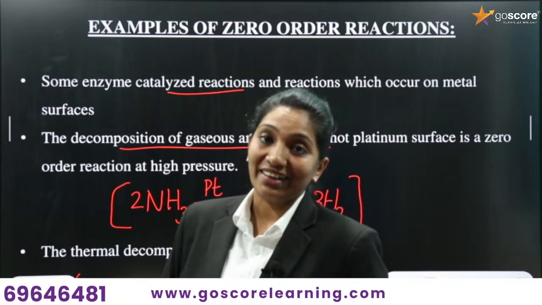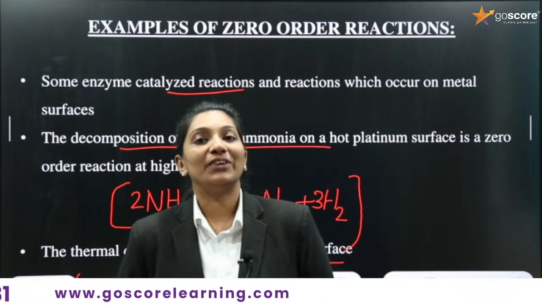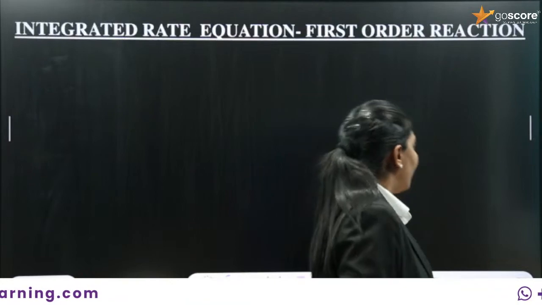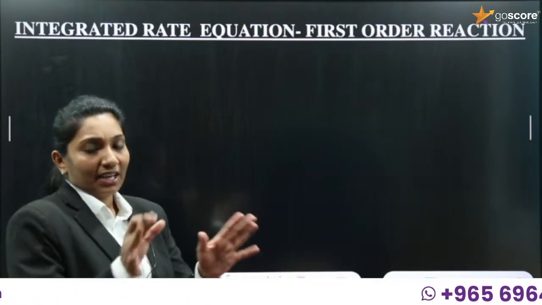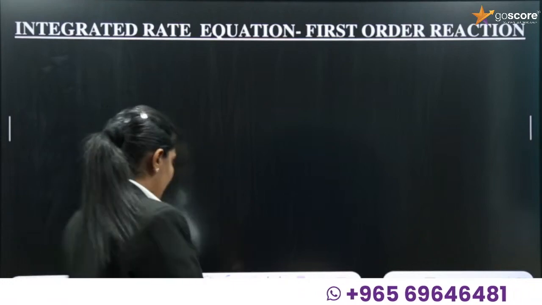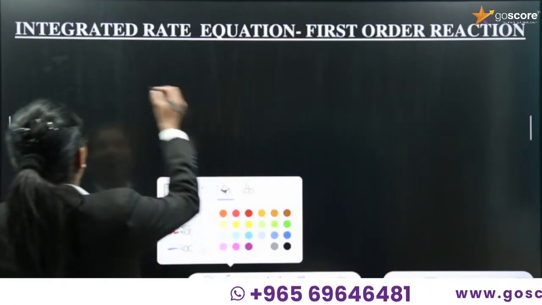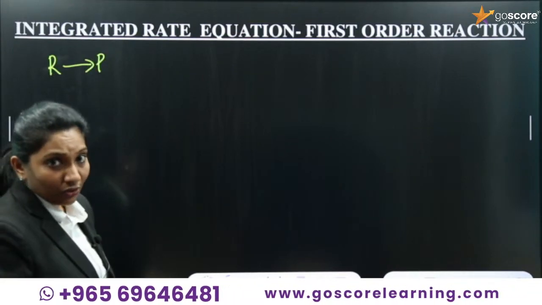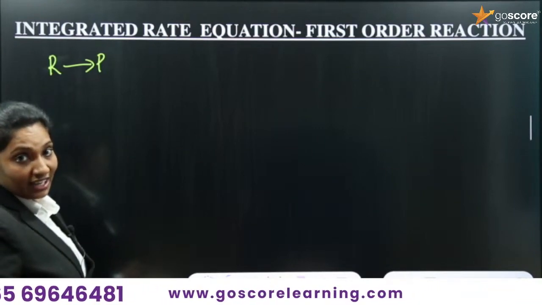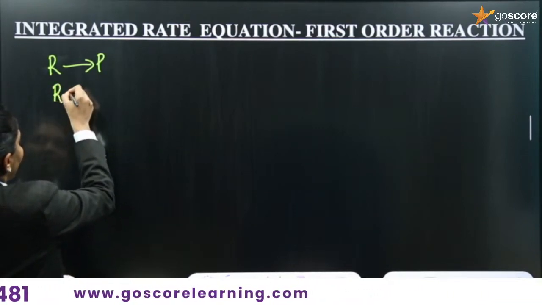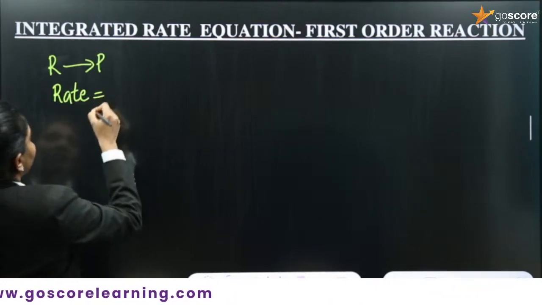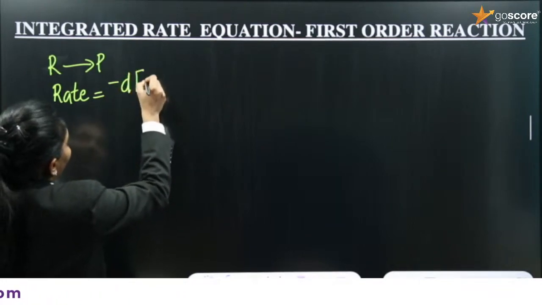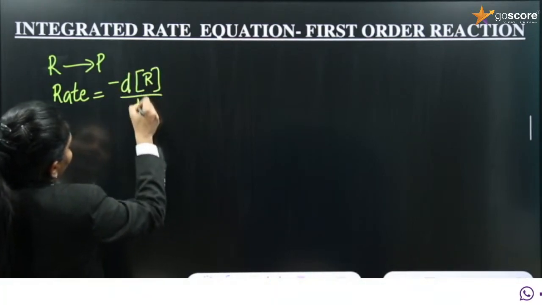Now we are moving on to the integrated rate equation for first order kinetics or first order reactions. For the first order reaction, it is almost the same as whatever we did in the zero order reaction. Same as before, we are taking the reaction of reactant converting to product. What we did for the zero order, in the same way we can represent the rate of this reaction in terms of reactant as rate is equal to the decrease in the concentration of reactant with time, that is minus dR by dt.